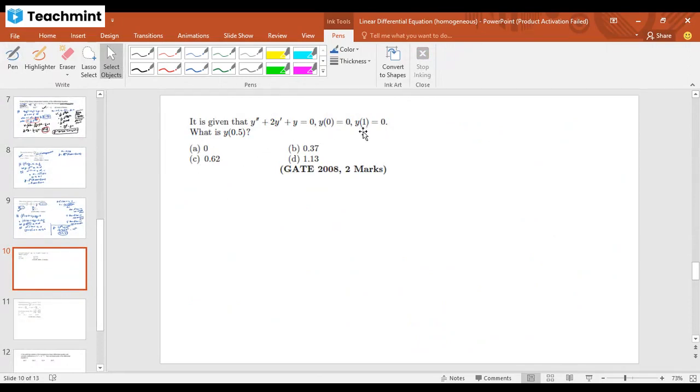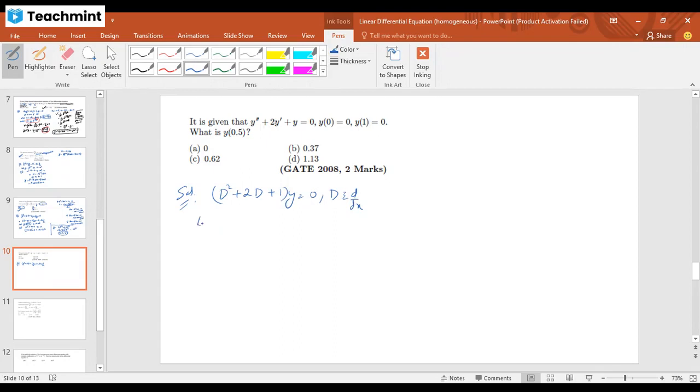Here we are given a differential equation with the boundary conditions and we need to find out the value of y at the value 0.5. Okay, let us see. So firstly we write the equation in the operator form D squared plus 2D plus 1 into y equal to 0, where D stands for d/dx. Second order D squared, first order D, no derivative, so it is simply constant.